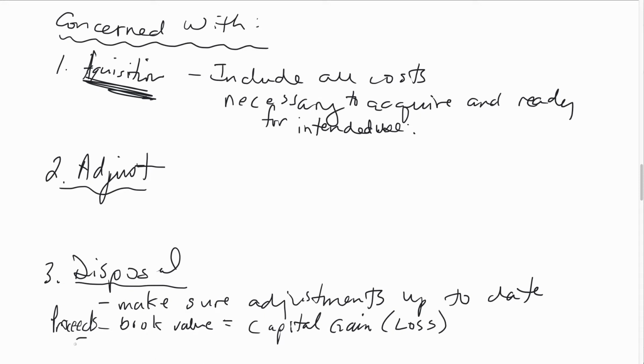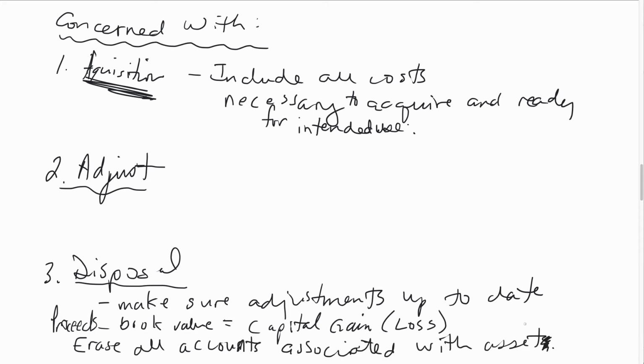And then the last thing you have to concern yourself with when you dispose of an asset is you have to actually erase all the accounts that are associated with the asset. You don't have the asset anymore, so you can't have any of the other accounts that might be associated with it. And you're about to discover why you might have more than one account associated with an asset in the next lesson. So keep that in mind because it's sort of the first time it's come up, but it's going to come up again and again and again as you study accounting.